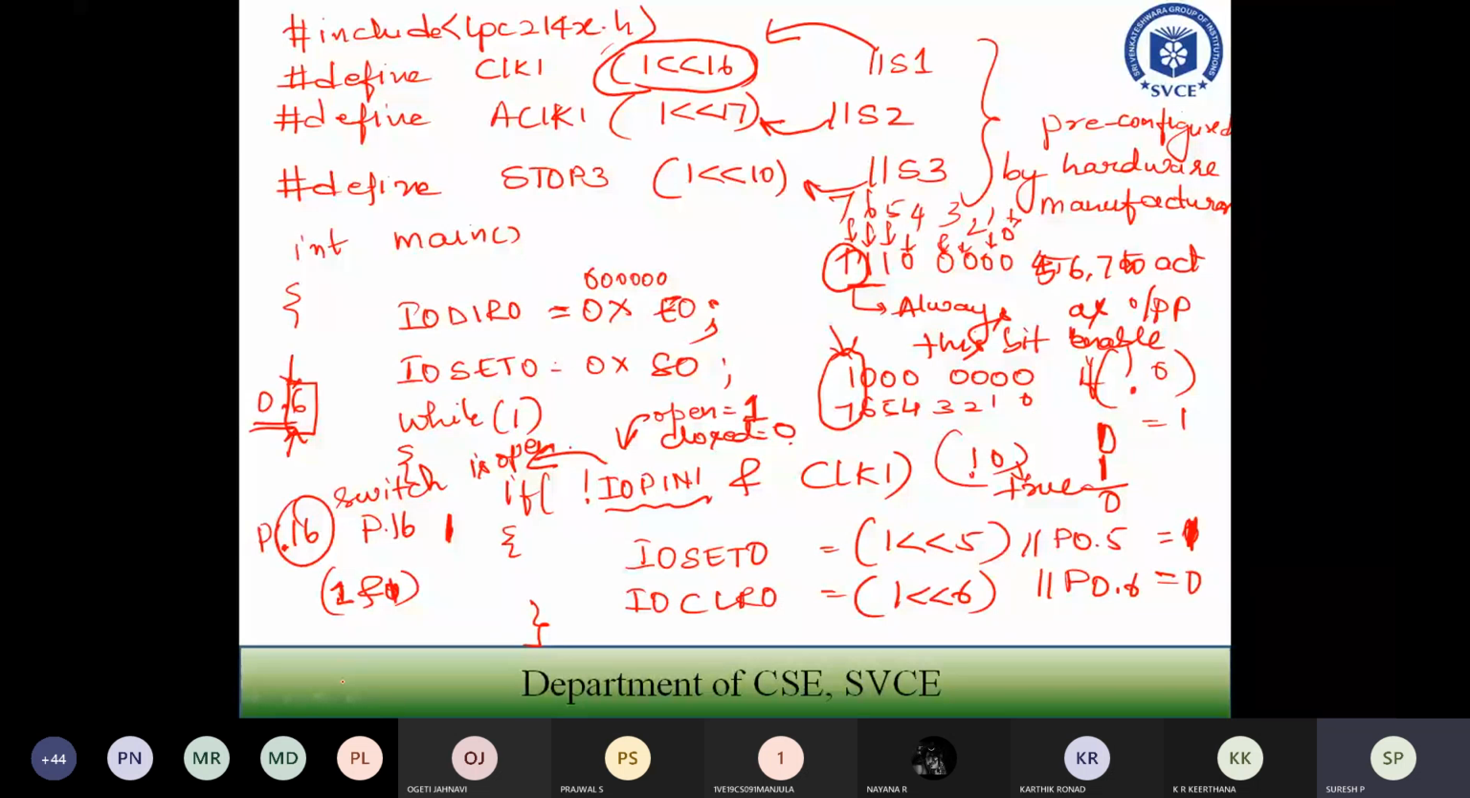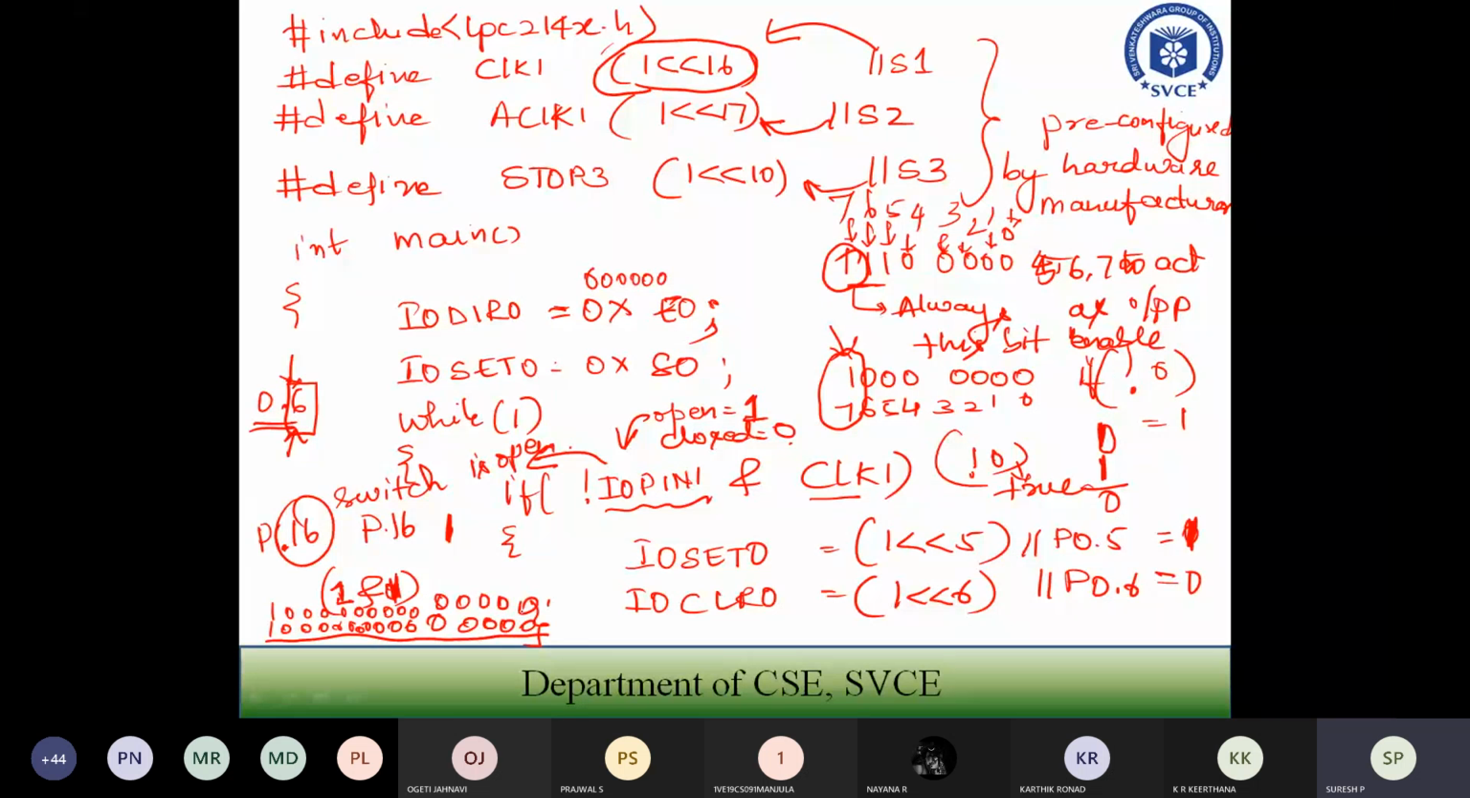Now it is going to make an AND operation with the clock 1. The clock 1 macro we have written here is going to set your 16th bit to 1. So your pin is also set to 1 in this one. If it is open, your 16th bit will be 1. It will give 0 only if it is pressed.